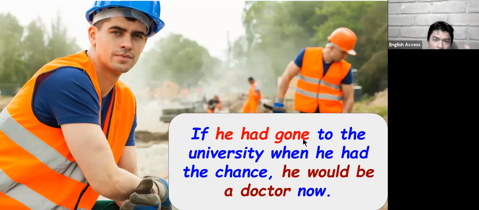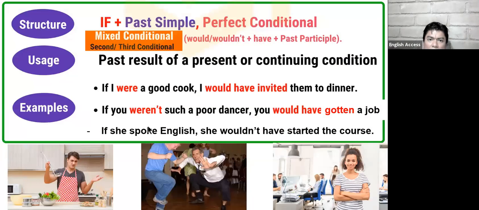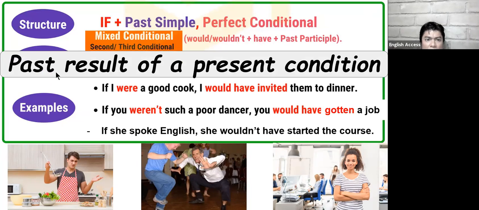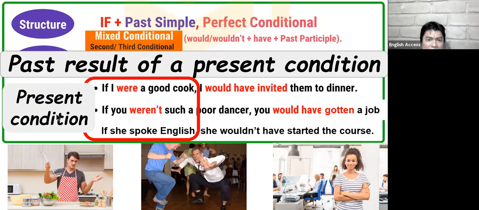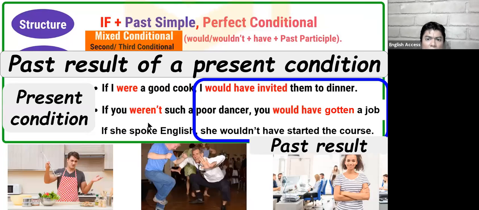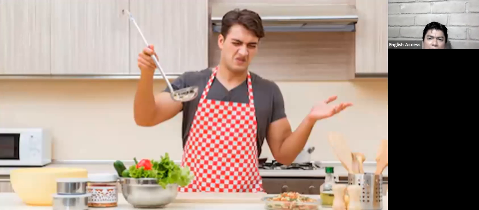The other form, or right now, what we have is a past condition with a present result. But that's one way to mix it. There is another way to mix it. That's when you have a past result due to a present situation, a present condition. Present condition: if I were a good cook, if you weren't, if she spoke. Past result: would have invited, would have gotten, wouldn't have started. So we have the present situation with the past result. How does that work? Well, let's check the examples.